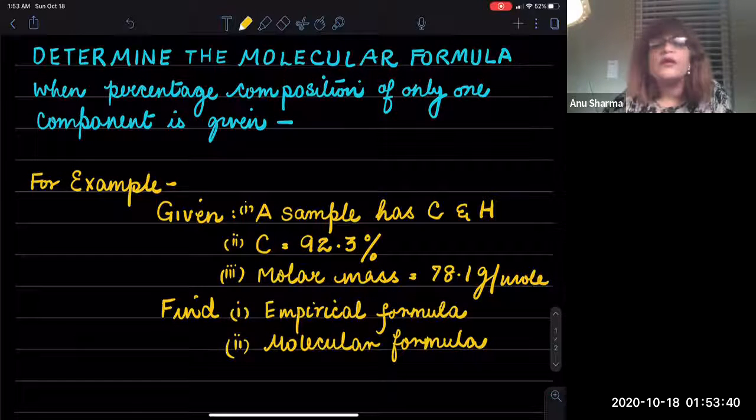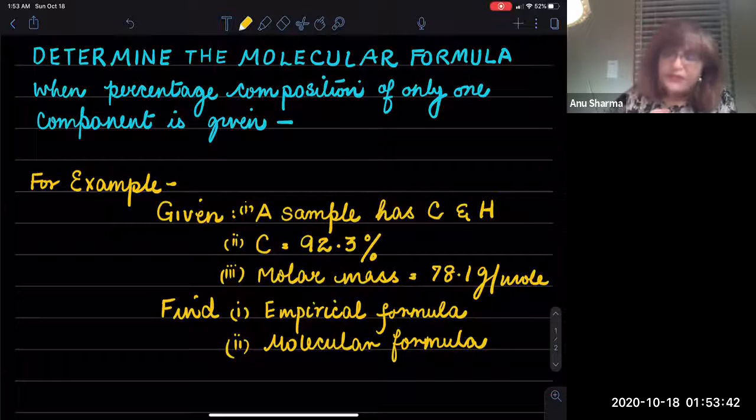So we are directly asked to find the molecular formula, but you cannot find the molecular formula until and unless you know the empirical formula. So you have to go through this process. Even if the question is asking you to find the molecular formula, you still need to find the empirical formula. So what is the roadmap?